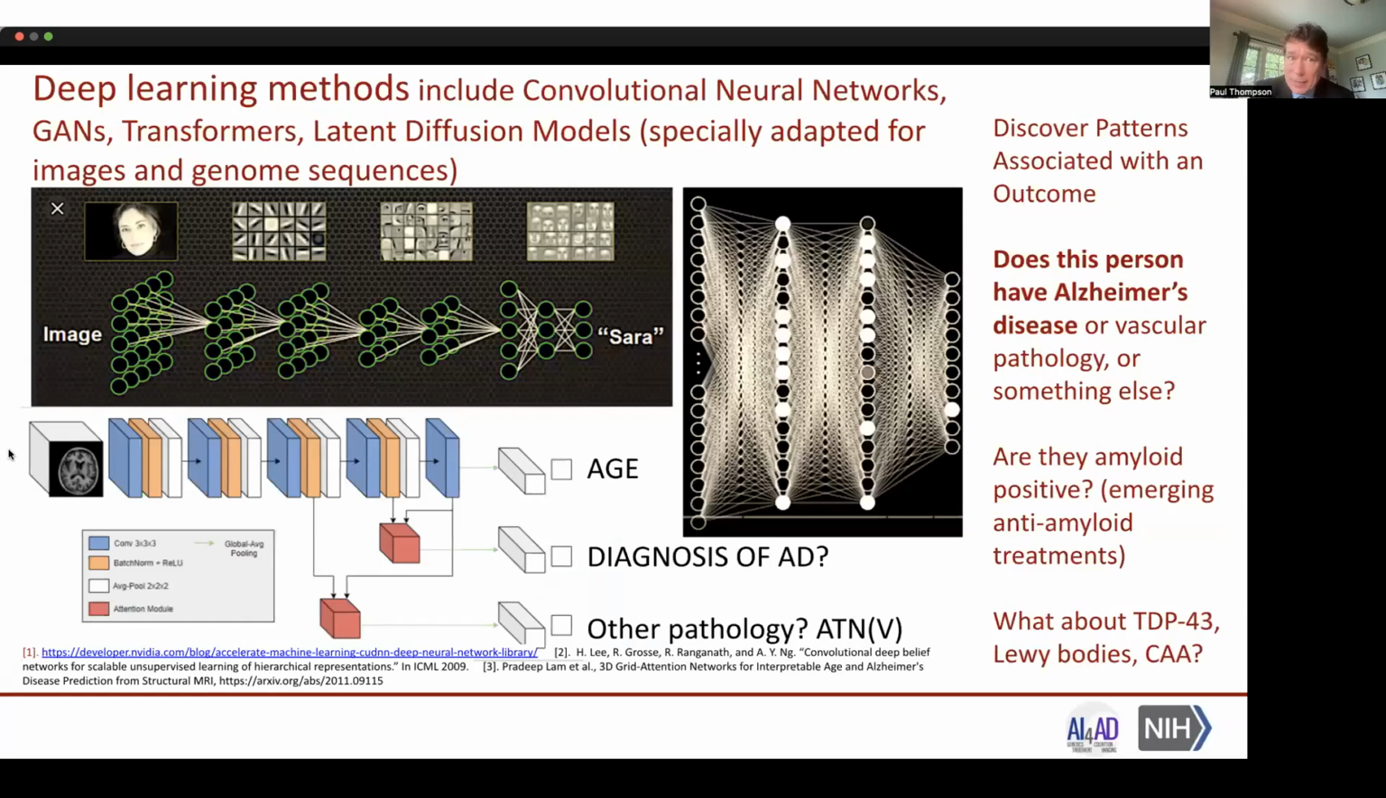Now, deep learning methods are a type of AI method. They include convolutional neural networks, generative adversarial networks, transformers, and latent diffusion models. And these can be specially adapted for handling images or genomic sequences.